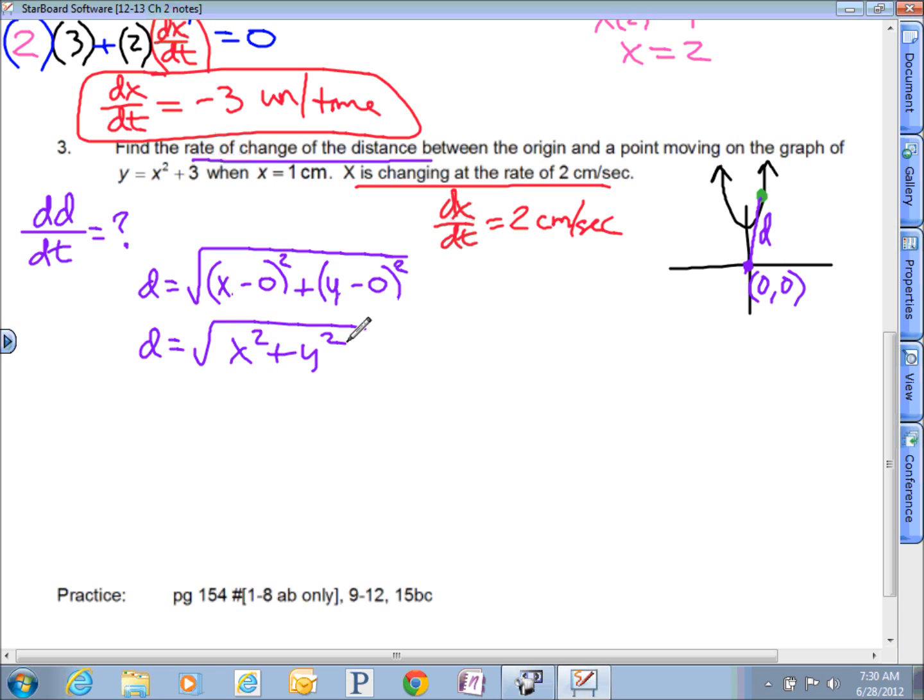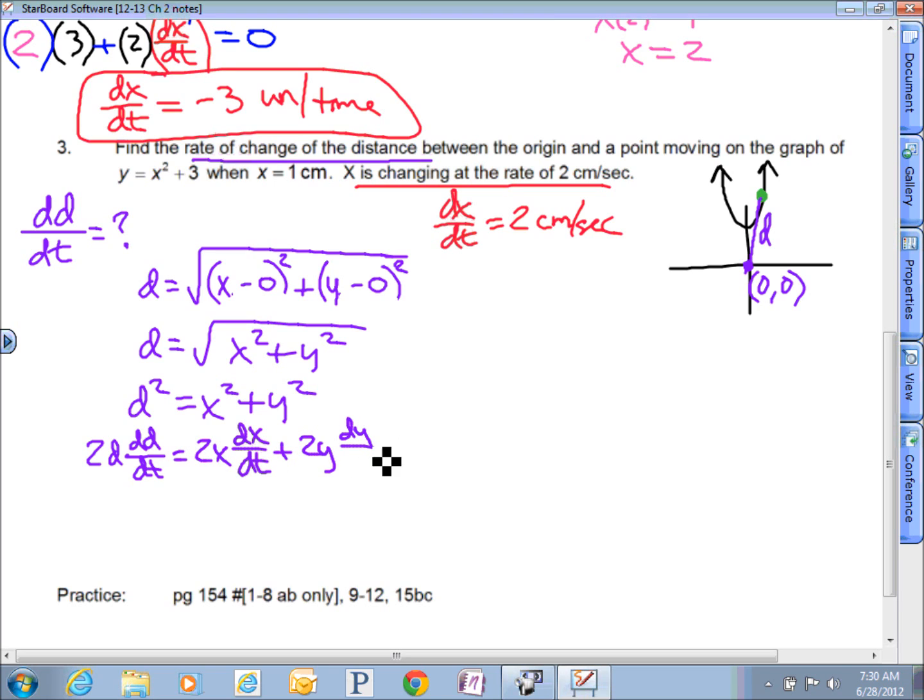Now, my suggestion would be, because you're about to take the derivative of that equation that relates variables with respect to time, well, you're going to have to do a nasty chain rule on the right side. Or you could say d squared is equal to x squared plus y squared and make a much nicer derivative. 2d times dd over dt is equal to 2x dx over dt plus 2y dy over dt. And remember, we're doing implicit differentiation, so every variable is its own function of time.